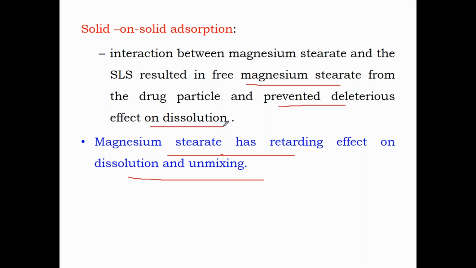So it is solid on solid adsorption. Like the liquid on solid adsorption we learned, where moisture deposits as a monolayer or multilayer on the solid surface, this one is solid on solid adsorption, where SLS is getting deposited on the solid particle, which resulted in the release, the freeing, of the magnesium stearate. So that's one example of solid on solid adsorption.